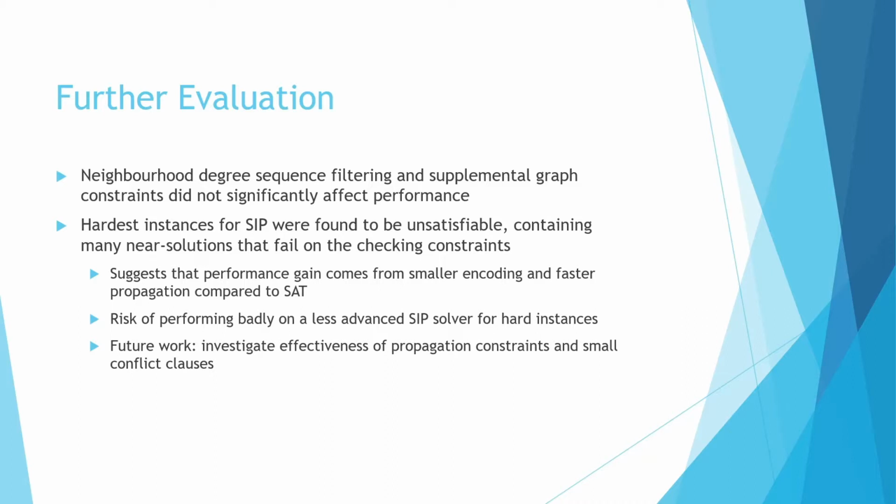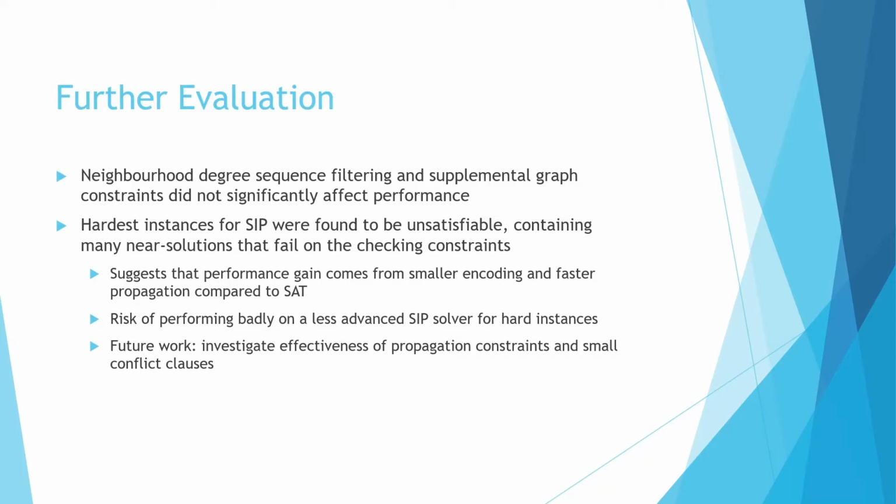The hardest instances for SIP were found to be unsat instances that tended to have many candidate solutions that failed once the search loop reached the checking constraints. So this sort of suggests that the performance gain that we see just comes from the encoding itself, which is smaller and then results in faster propagation. However, because of the way it keeps hitting these near solutions, it's wasting time. There's a risk of this performing badly on a less advanced SIP solver for hard instances.